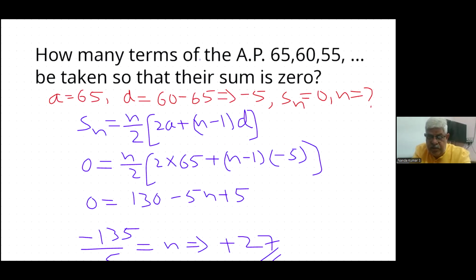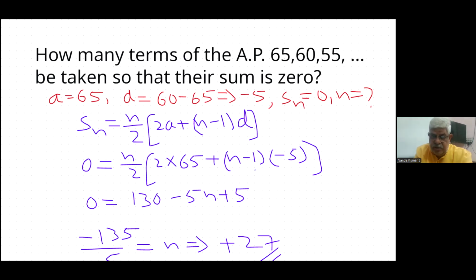Right, children, how many terms of the AP 65, 60, 55, etc. must be taken so that their sum is 0? So this is the 2016 paper, we are discussing different zones. a is 65, d is 60 minus 65, which gives you negative 5. Sn is 0, n is the question mark. So Sn equals n by 2 into 2a plus n minus 1 into d. 0 equals n by 2 multiplied by 2 into 65 plus n minus 1 multiplied by d, which is minus 5.